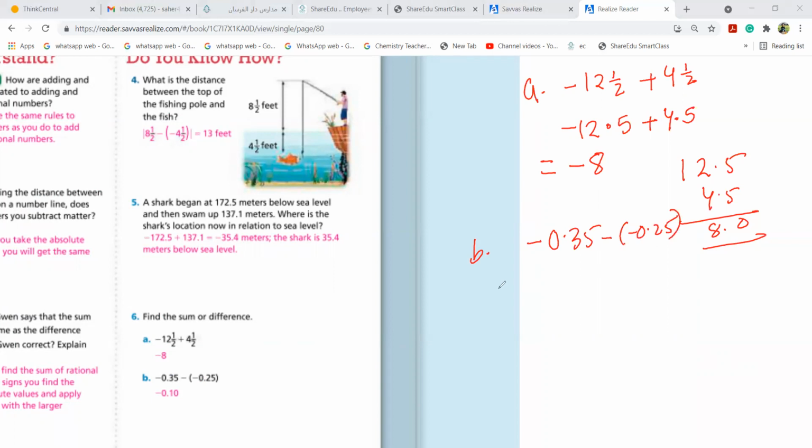Malak, what is the next step? Minus 0.35 minus into minus. What is minus into minus? Malak, minus into minus, what should I write here? Plus 0.25. Plus, yeah. Did everyone see? But this step is very important. You need to open the parentheses first.